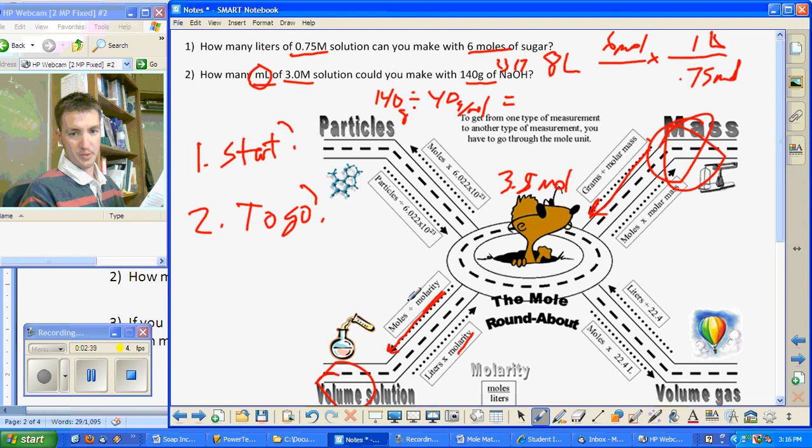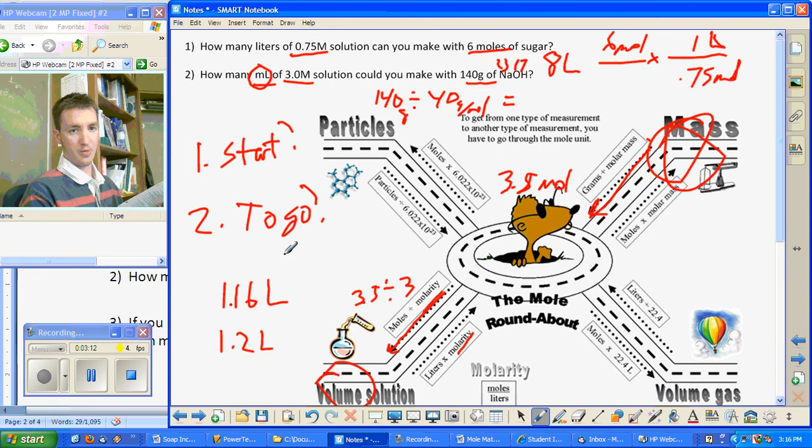Okay, so then to figure out the volume, we need to take molarity, or the moles, the 3.5, divided by the molarity. Our molarity is a 3 molar solution. So if I just have a pile of 140 grams, how much of this can I make? It's whatever 3.5 divided by 3 is, which is 1.16 liters. Sig fig for that, we need to have 2. And so that would be 1.2 liters.